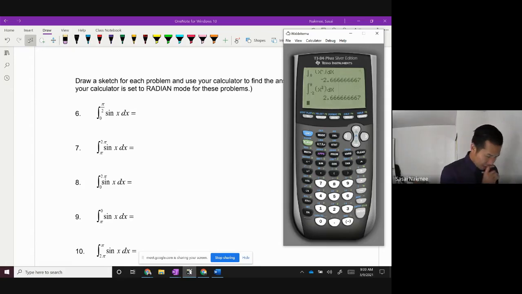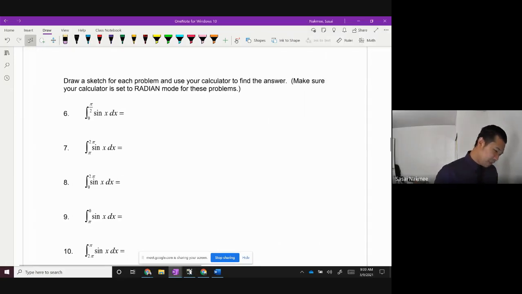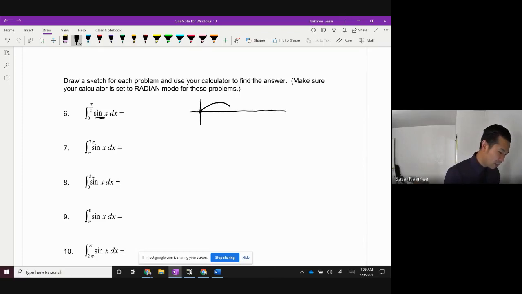Anyways, let's draw a sketch for this problem right here and use your calculator to find the answer. So let's go ahead and sketch this guy right here. This is a sine function. Do you guys know what a sine function looks like if we were to sketch this out? I'm going to draw it like this, all the way across like that. So sine starts at 0, works its way up, comes back down, and then works its way up to 0 at 2 pi.